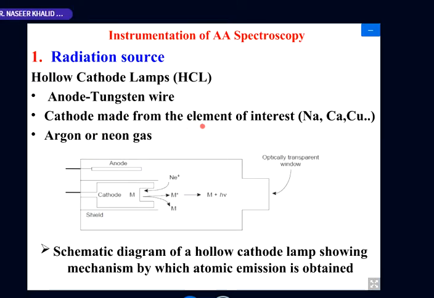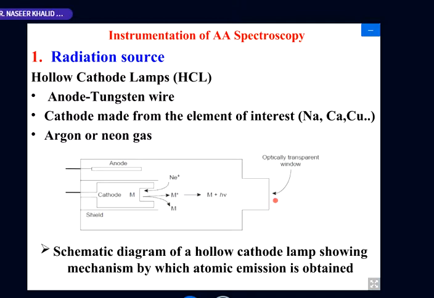Now, here, this is the schematic diagram of the hollow cathode lamp, which is showing the mechanism by means of which atomic emission is obtained. In which it is showing how the atomic emission is taking place. Now, this is the glass envelope, the glass bulb. And here, this is the quartz window.